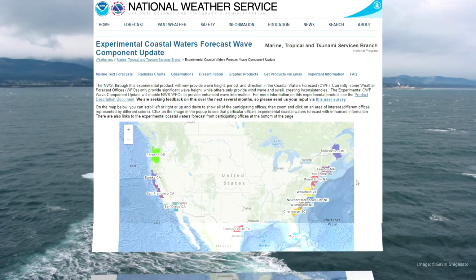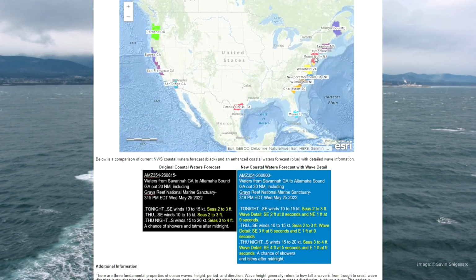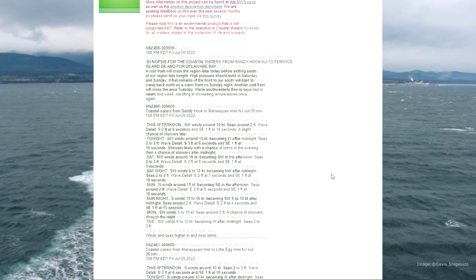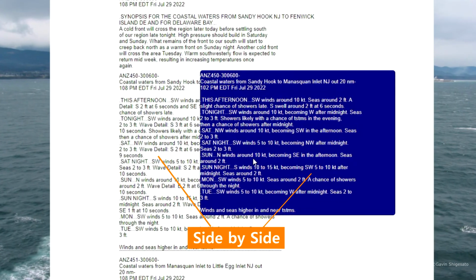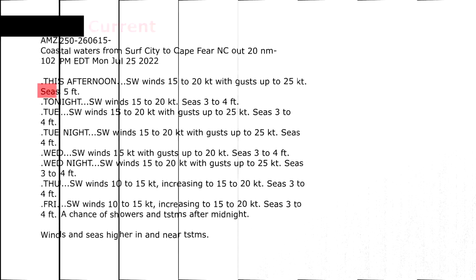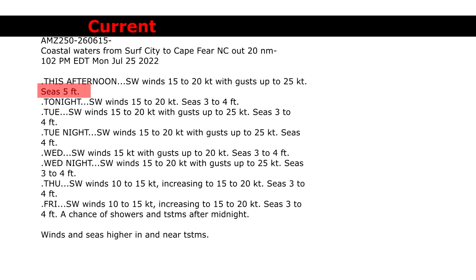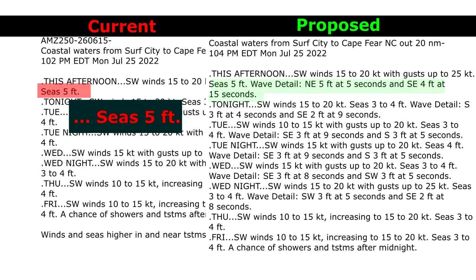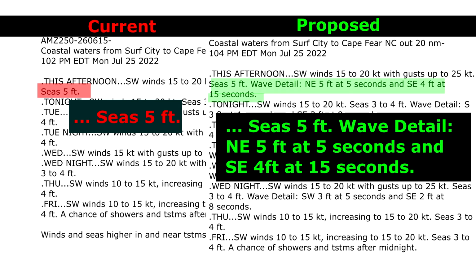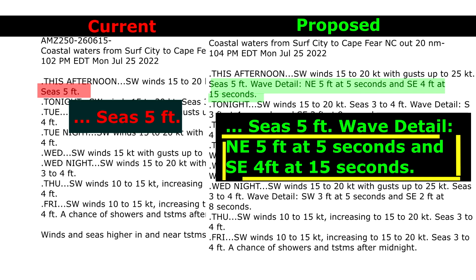As a result, our experiment will provide you with the current operational version of the coastal waters forecast and, for comparison, allow you to view it side by side with the proposed version that adds wave detail. In the first example shown here, you can see the existing forecast on the East Coast that provides significant wave height labeled as Cs in red, with the proposed version of the marine forecast in green, which will continue to show the significant wave height and then be followed by the wave detail that makes up that significant wave height. And as shown here, that's a 5-foot northeast wave at 5 seconds and a 4-foot southeast wave at 15 seconds, which is a fairly common occurrence in the fall.